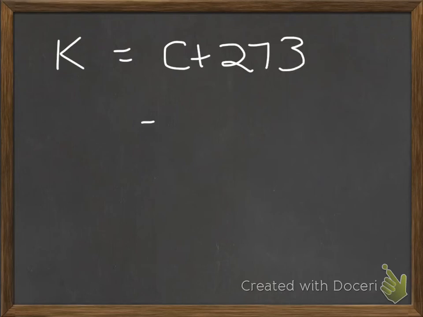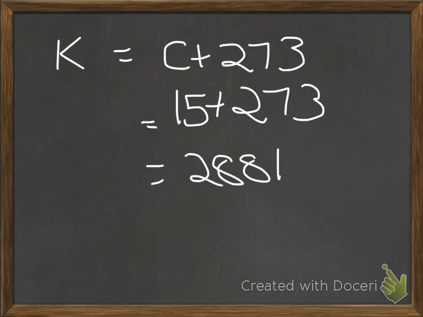Now the same way for Kelvin. What's the Kelvin formula? C plus 273. That equals 15 plus 273, which equals 288 Kelvin. So this is our first numerical. I'll give you another, and then I'll give you some homework and another question, and you will get how to do it.